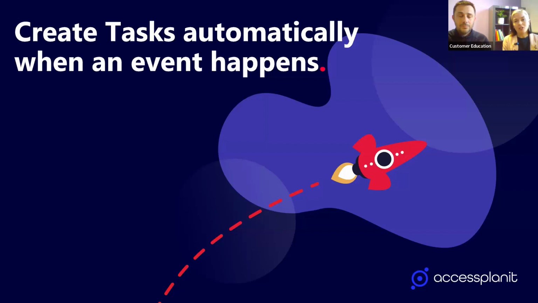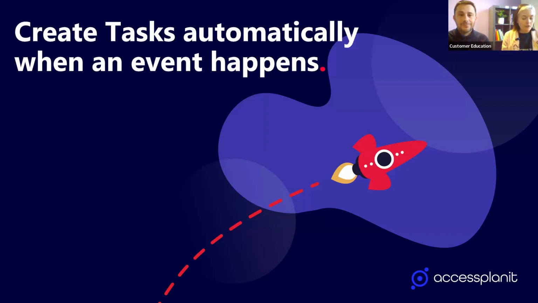But let's talk about now when you want tasks to be created automatically. When something happens, you need to do something. This is really where you can get tasks to work for you. Specifically, it's creating them automatically when something happens in your platform. I'll give you a couple of examples.